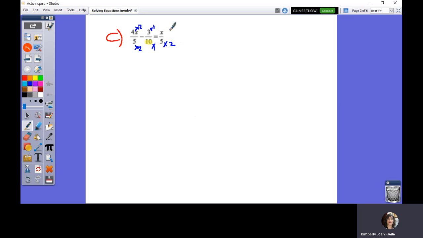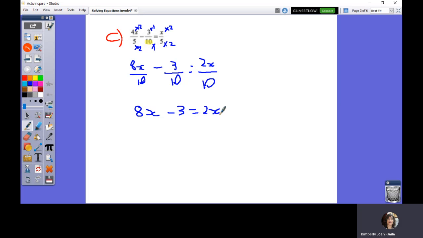And this, you multiply by 2 as well. So we are left with 4x times 2 gives us 8x all over 10 minus 3. 10 times 1 gives us 10 is equal to x times 2 gives us 2x all over 10. Since we got the same denominator, then we can remove the denominators. So we easily solve the equation. So 8x minus 3 is equal to 2x.